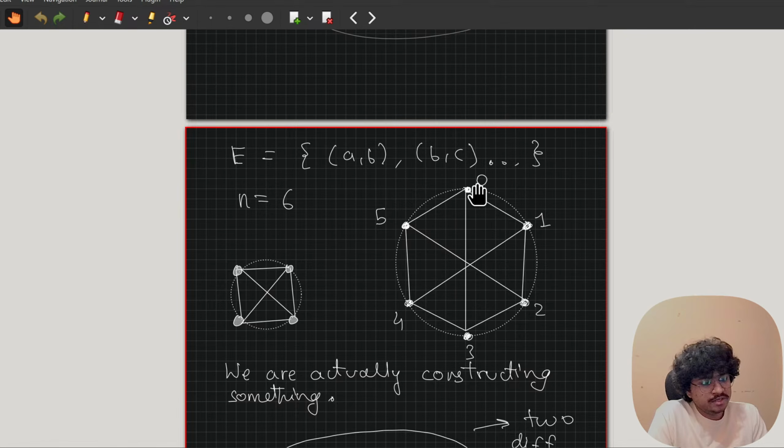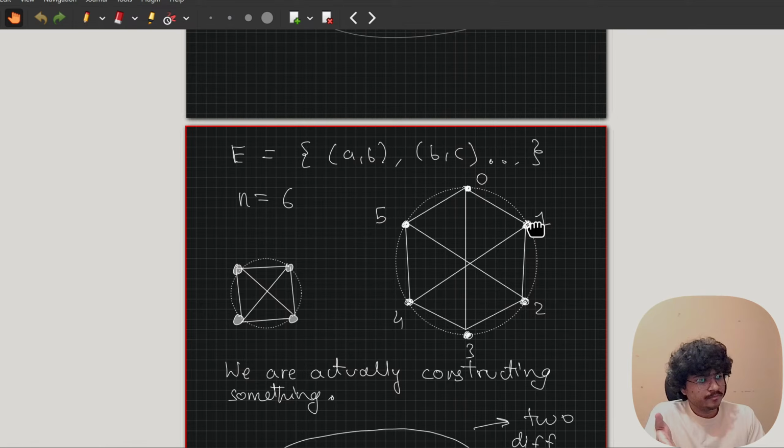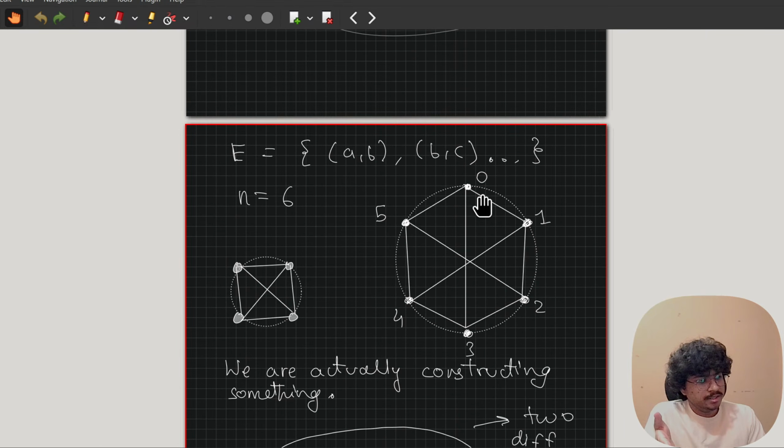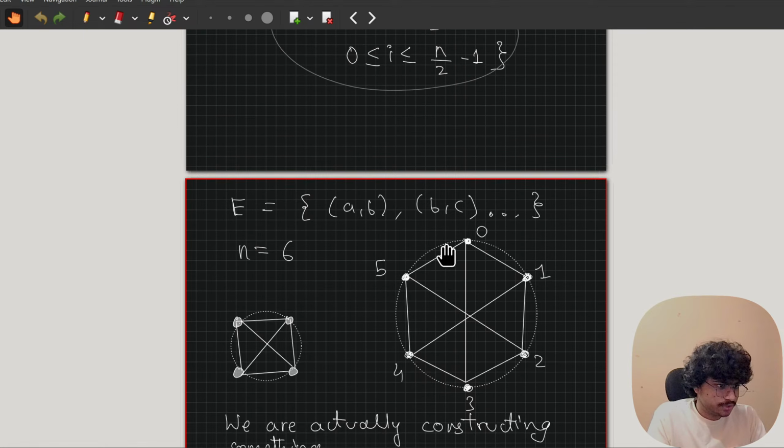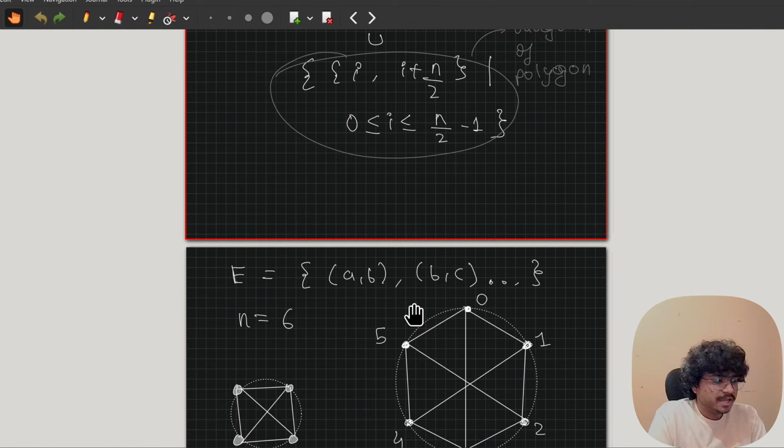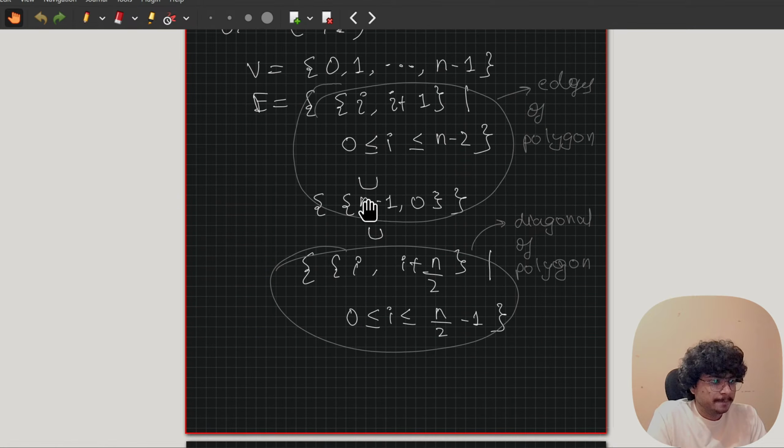We can do 0 to 1, 1 to 2, 2 to 3, 3 to 4, 4 to 5. But i plus 1 won't cover the last case. So this particular thing is the adjacent edges, by adjacent I mean edges made by connecting adjacent nodes. This will be left. So how can we build this? By this: n minus 1 comma 0.